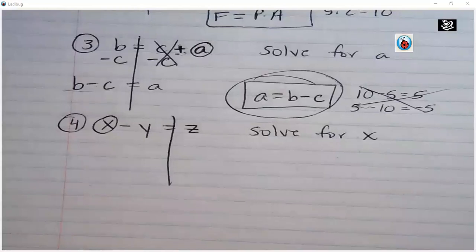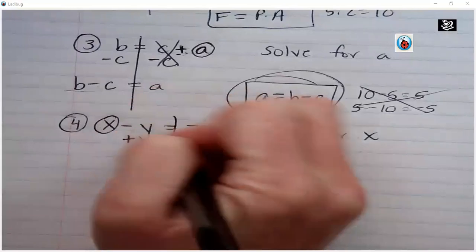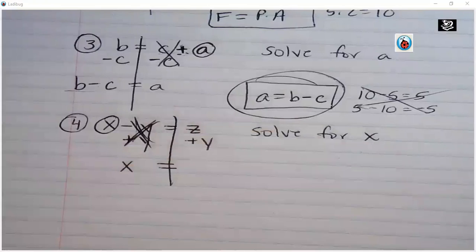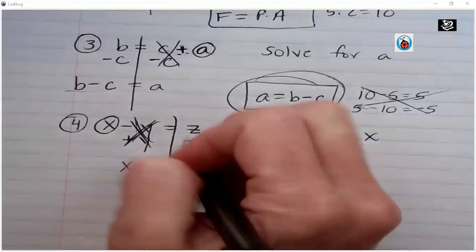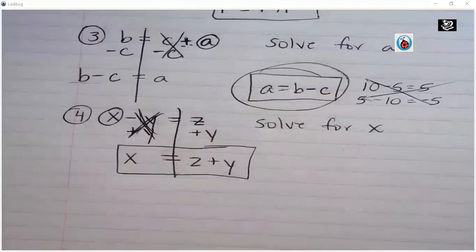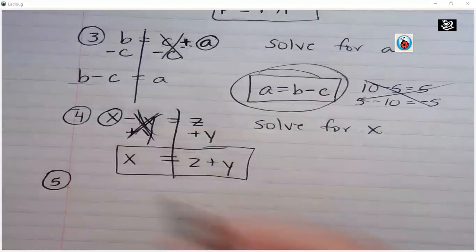Sierra, what am I going to do instead of subtracting Y? You're gonna add. Very good. I'm going to add Y. Those cancel. So I get X equals, Gio, what do I write for my answer? X equals what? Z plus Y. Very good. That's your answer. That's all we're doing. Nice job, Gio.